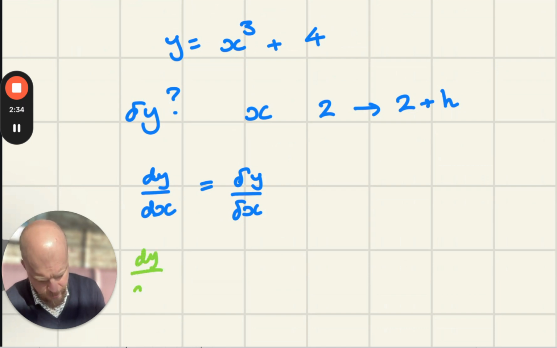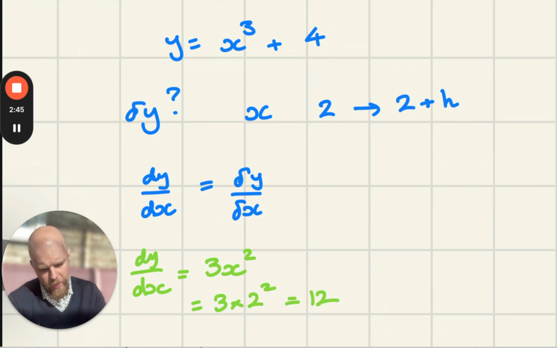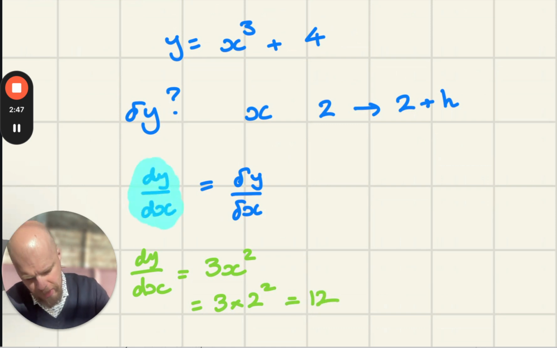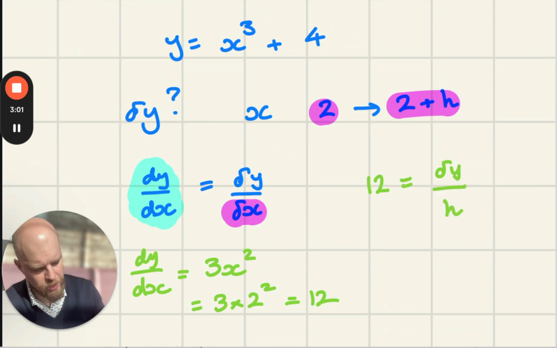So first thing we want to do is find dy by dx. Differentiating, dy by dx is 3x squared, and we want to know at that point, so at x equals 2, we do 3 times 2 squared, which is 12. That tells me dy by dx is 12. Now, I know delta x because x goes from 2 to 2 plus h, so it's h. And therefore, what I can do is say 12 equals delta y over h, and therefore delta y is 12 times h.